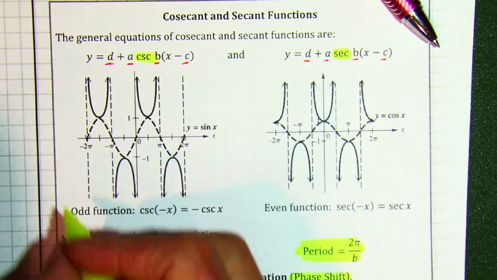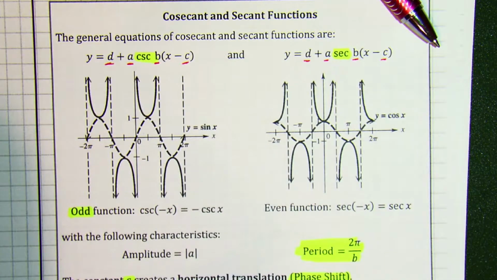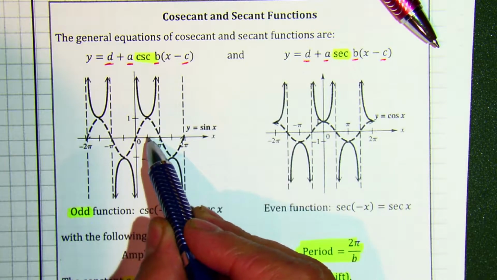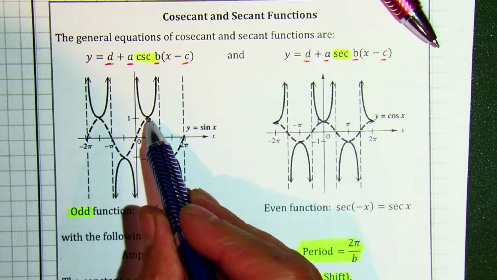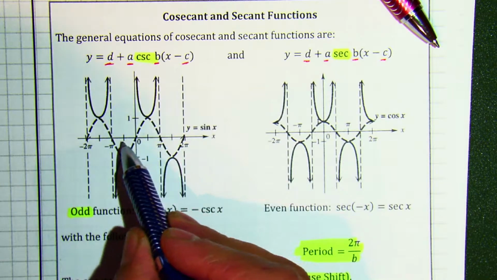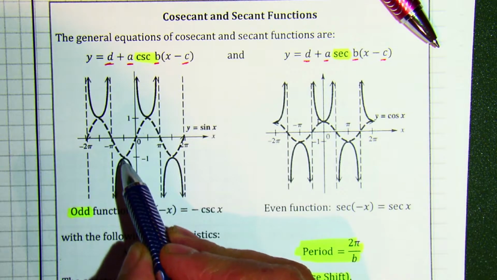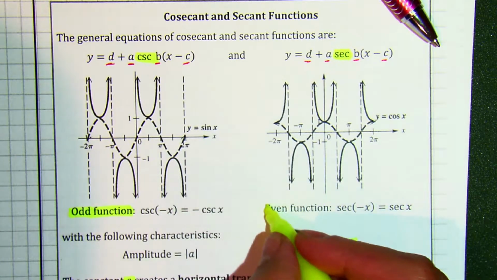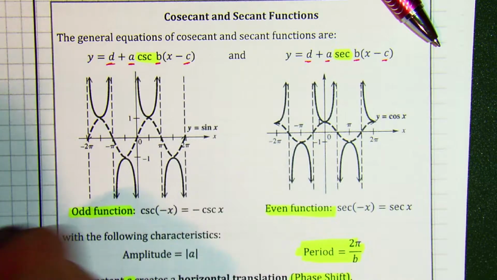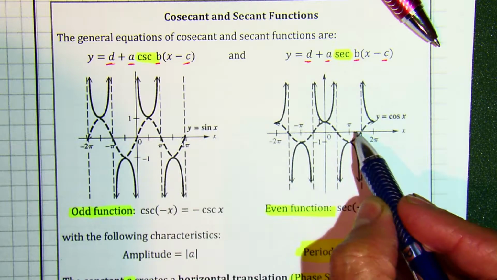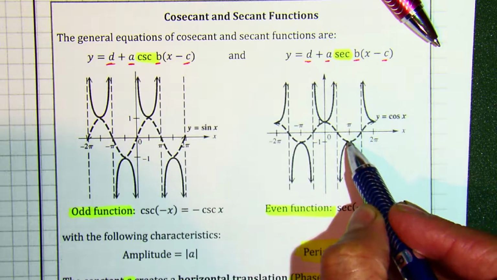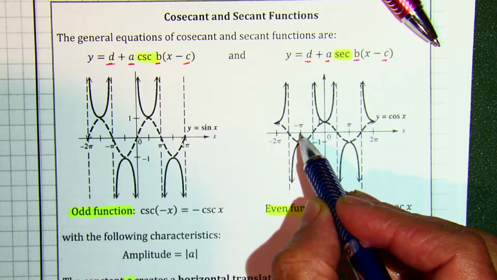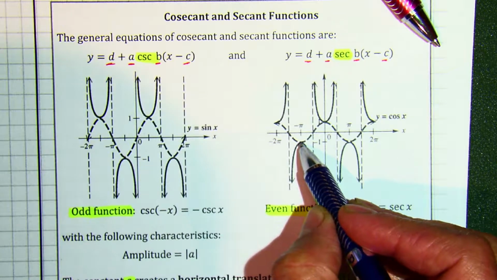Your cosecant function is an odd function, which means that if we take the cosecant of pi over 2, it will give us 1. But if we take the cosecant of negative pi over 2, it will give us negative 1. And your secant function is an even function, which means that if we take the secant of pi, it will give us negative 1. And the secant of negative pi will give us negative 1 as well.